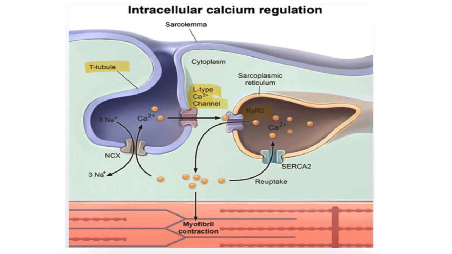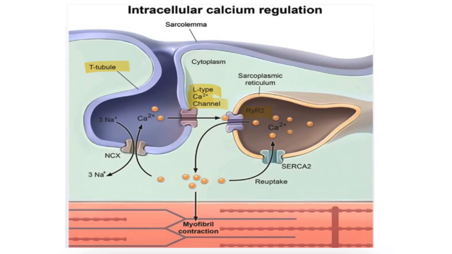Once it is activated, the ryanodine receptors will open, releasing a flood of calcium into the cytoplasm. You can see here this image. Okay. And it will release into the cytoplasm, which initiates myofibril contraction.